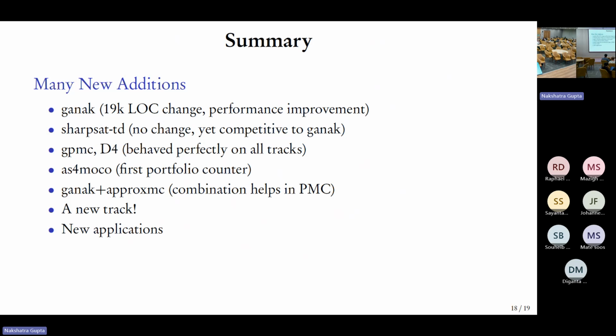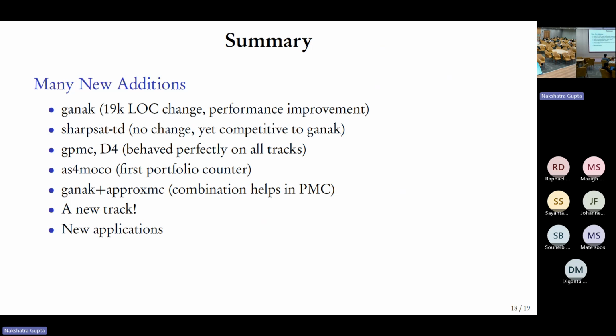As for Mochi, it is the first portfolio counter that we got. Although it did not show good performance, it is interesting to have that in the competition. The combination of exact and approximate model counters helped a lot in projected model counting. So that is again an interesting observation this year.